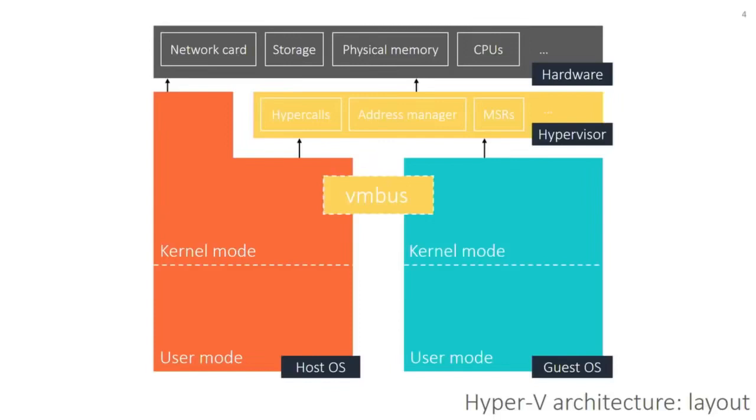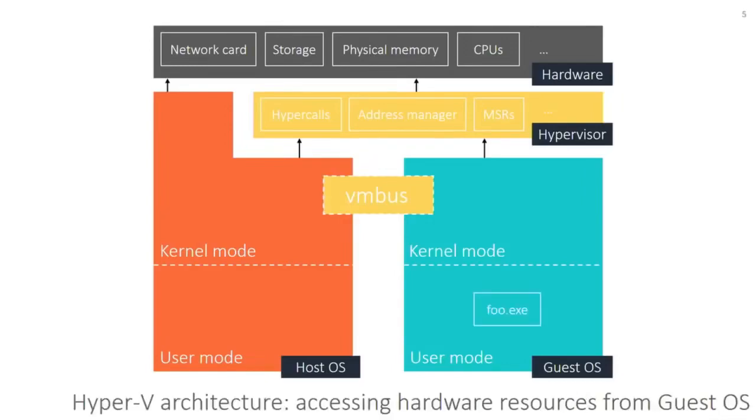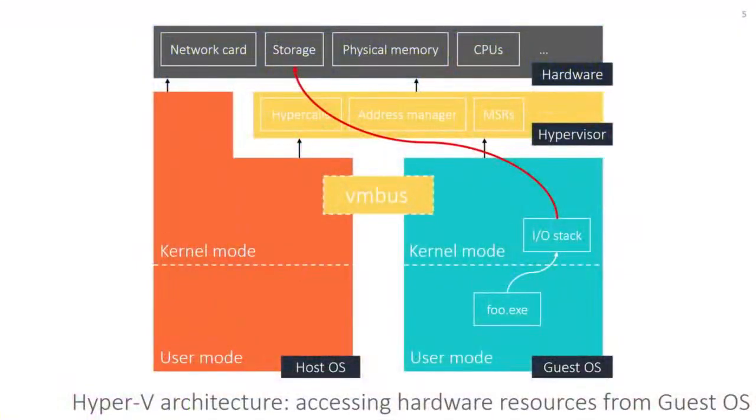The interesting part about this is you might be thinking, well, the guest OS does not have access to hardware, so how does it do its thing? Let's say we have a process, foo.exe, running within the guest OS user mode. This process wants to access data on the hard drive. Typically, foo.exe starts talking to its own kernel, its own I/O stack living within that kernel, and that I/O stack will just start talking to the hardware directly. But once again, the guest VM does not have access to that, so how does it do that?